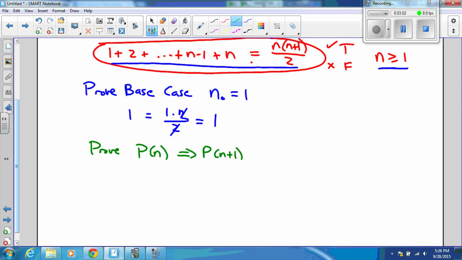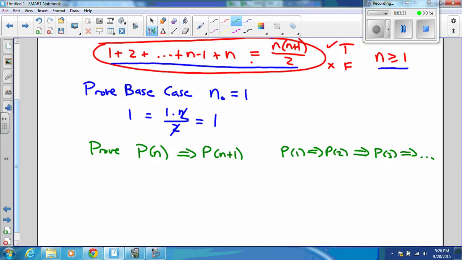And the reason this is effective is that we already know that P of 1 is true. And so if we can establish that P of n implies P of n plus 1, then that really means that P of 1 implies P of 2. And if P of 2 is true, then that implies P of 3. And if P of 3 is true, that implies P of 4, and so on. In other words, I have proved the statement for all integers greater than or equal to 1.